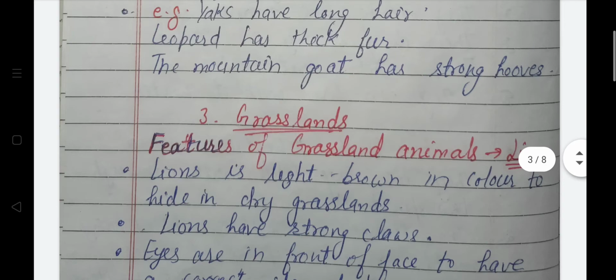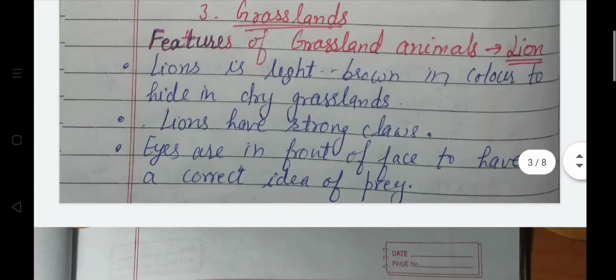Now we will study the third terrestrial habitat, that is the grassland. Features of grassland animals. For example, lion. Lion is light brown in color to hide in dry grasslands. They have strong claws. Eyes are in front of the face to have a correct idea of the prey.